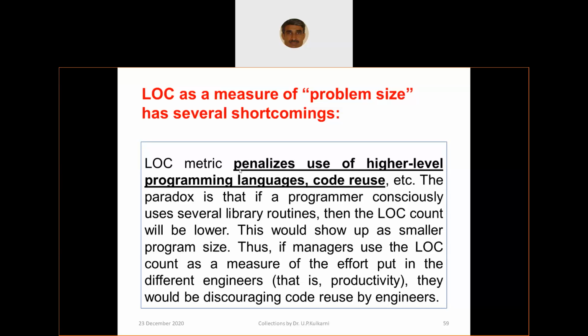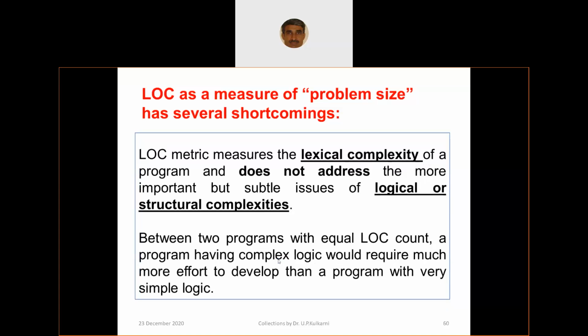Now look at that, you read this: if you use several library routines, then the LOC count will be lower. This would show up as a smaller program size. Thus, if the manager uses the LOC count as a measure of the effort put in by the different engineers, they would be discouraging code reuse by engineers. And the more reusable code you develop, it will add to the profit when more and more reuse of that is initiated in different projects. That is an advantage of having reusable code.